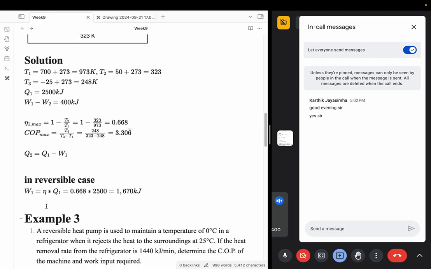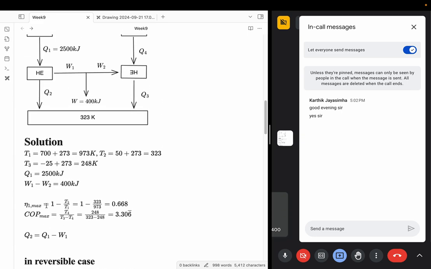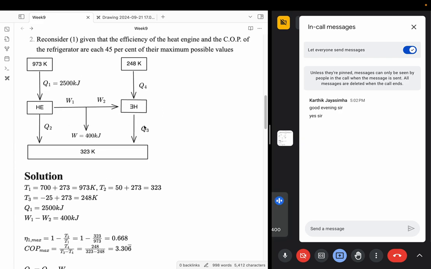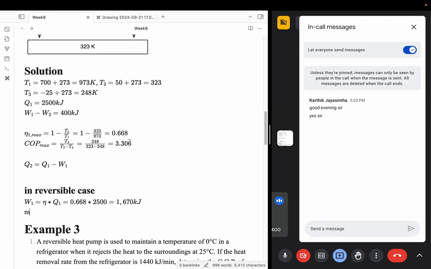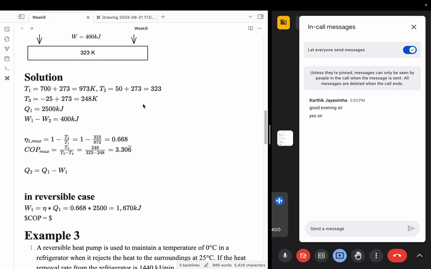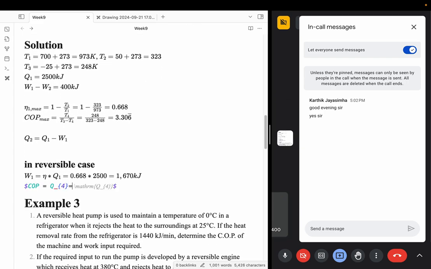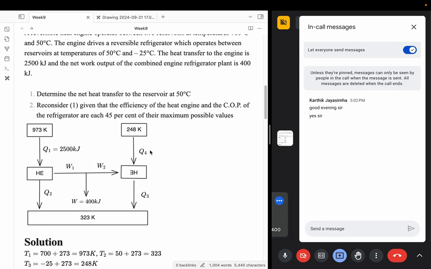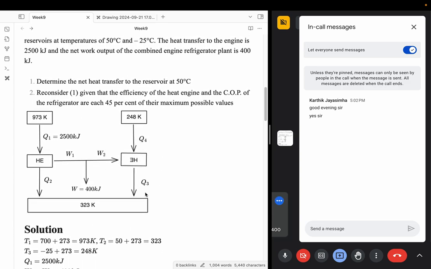So we have the work done. W1 is known. Now in order to calculate Q3, we need to know the COP. So how is COP defined? COP is your output. Output in this case is Q4, divided by your input, which is the work done. You can write this as, if you apply the first law here, Q4 is W2 plus Q3.